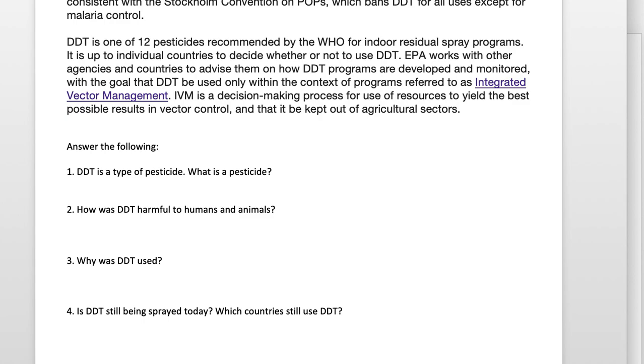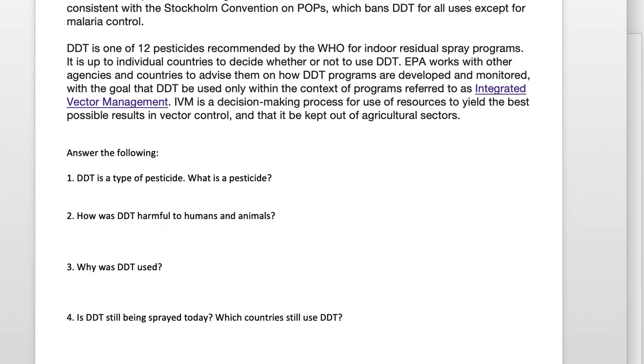All right, so I'm really curious to see what you think about DDT, why we used it, and what are its negative effects. And I'm curious to see if you believe that we should be using DDT or not. It's a very interesting trade-off that we have to consider.